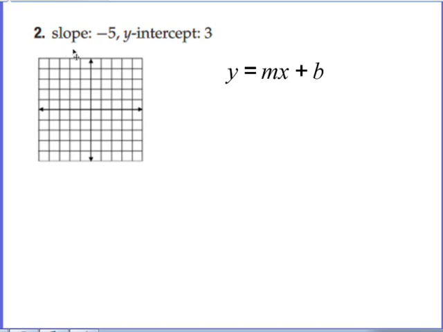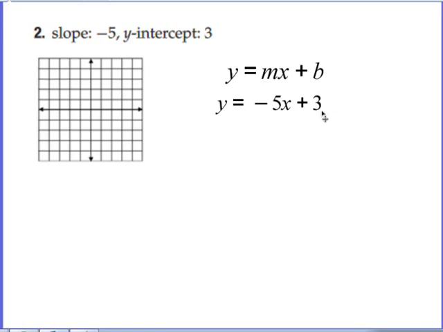Here we have another example. So this time we have a slope of negative 5 and a y-intercept of 3. So again, I'm going to replace m with negative 5 because that's my slope. And then I'm going to put plus 3 where b is because my y-intercept is 3. So y equals negative 5x plus 3. Then we need to graph.